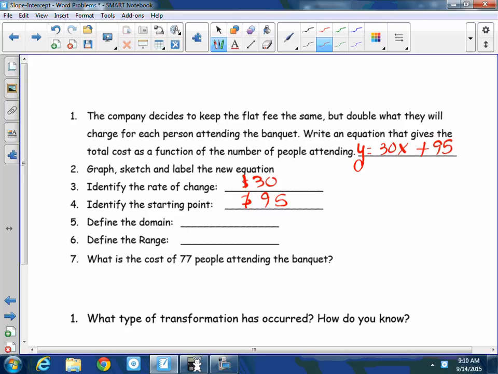So what, Emily? You got it. Bracket 0, all the way to infinity, because it's not telling me that there's a limit to how many people can go to this banquet, right? What about the range? 95 to infinity, very good.